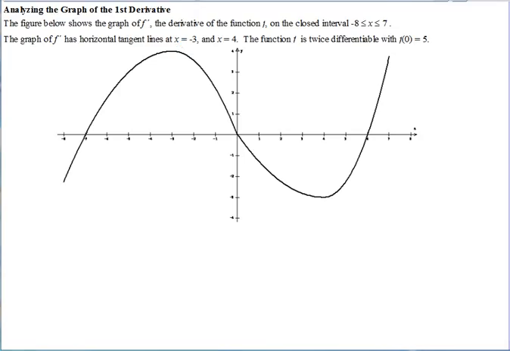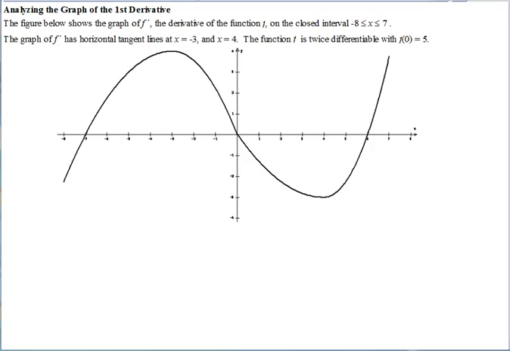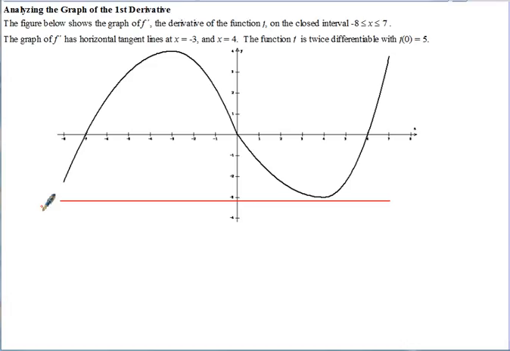So the first thing they're asking us for part A is to find the x-coordinate of each local minimum of the graph of f and then justify your answer. Remember, when you're finding local minimums or local maximums, you use the first derivative. So we've got the graph of the first derivative right here. What you can do is draw yourself a number line right underneath this graph. This number line represents the first derivative, so we can label it f prime of x.